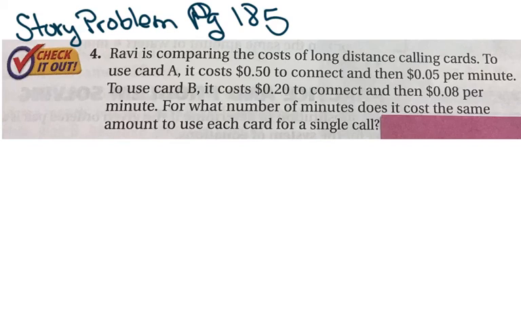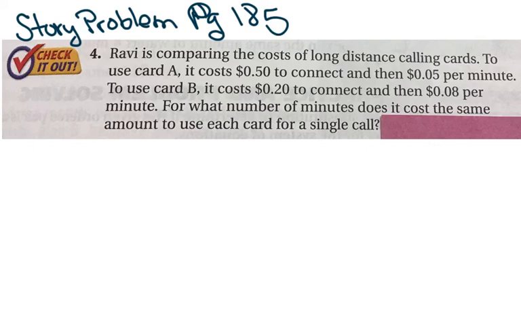All right, so our story problem today is going to come from page 185. I just took a picture of it on here. So we are comparing the cost of long distance calling cards. To use card A, it costs 50 cents to connect and then 5 cents per minute. To use card B, it costs 20 cents to connect and then 8 cents per minute. For what number of minutes does the cost amount to being the same for a single call?